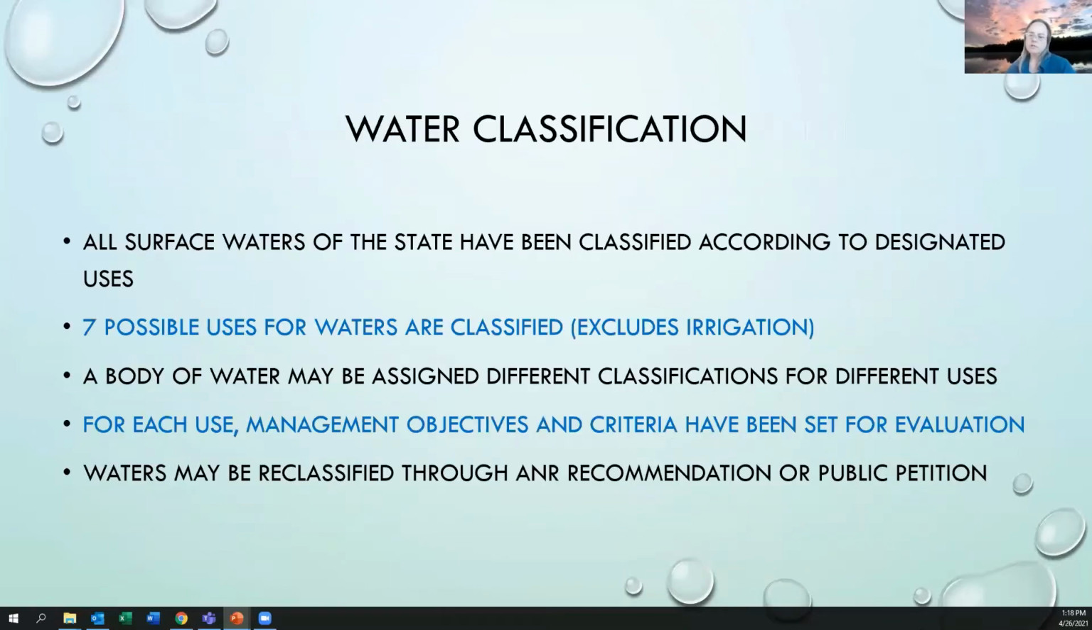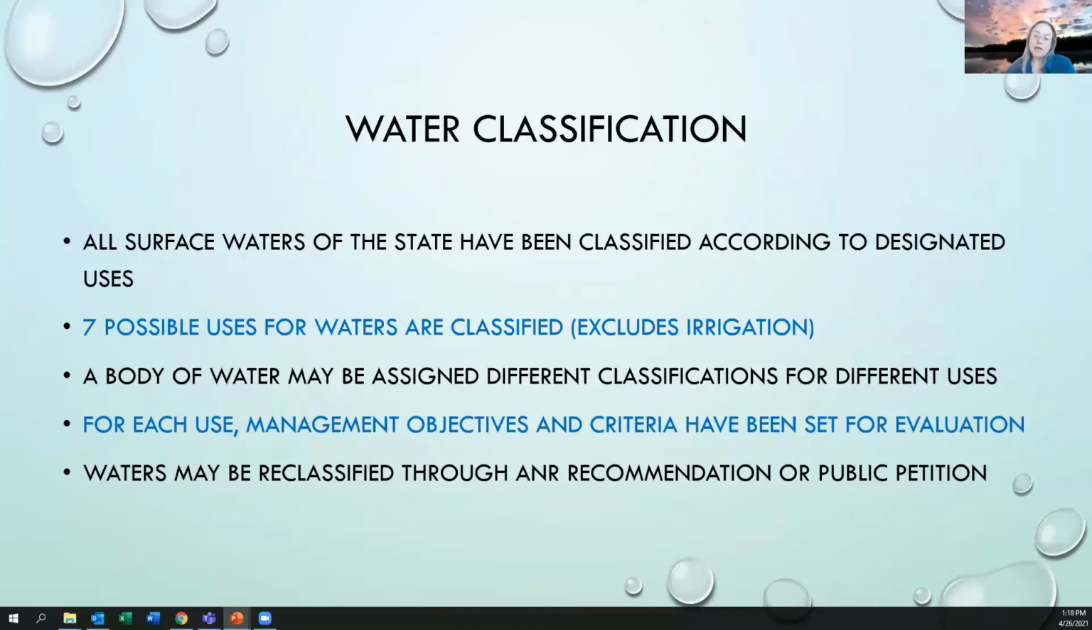When we talk about classification, all waters in Vermont have a classification based on one of those designated uses. But it's only based on 7 of the 8. We don't include irrigation as one of the classification uses. And I'm not going to try to explain why, because I don't know the answer to that. But it was not included as a classification.